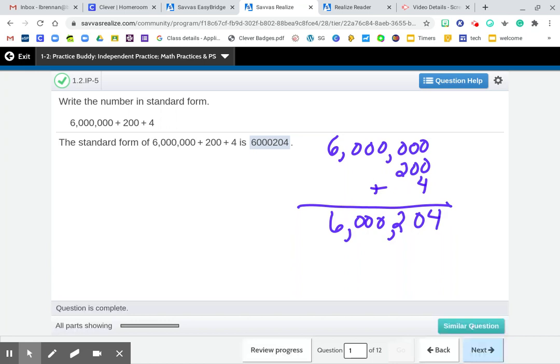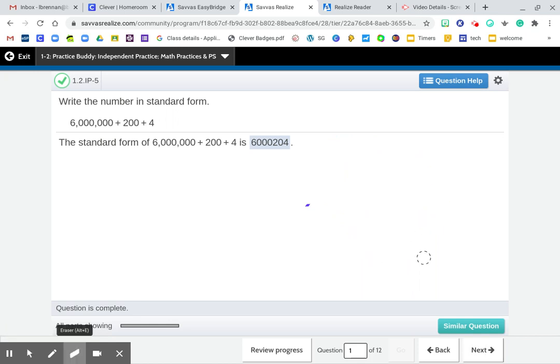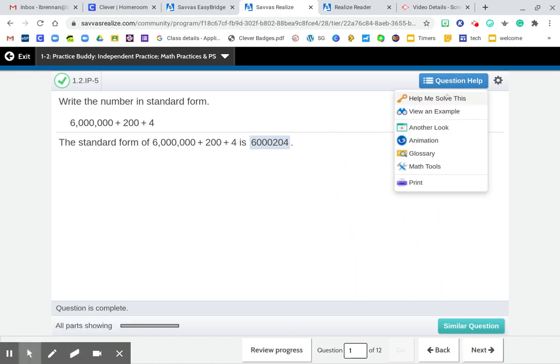And I can do a question like that if I want by clicking on similar question if I'm not sure and I want a little bit more practice, or I can click on next to get to number 2. I can also go up to question help, and remember in question help, I can get another look, which is another video. I can go back to the animation.